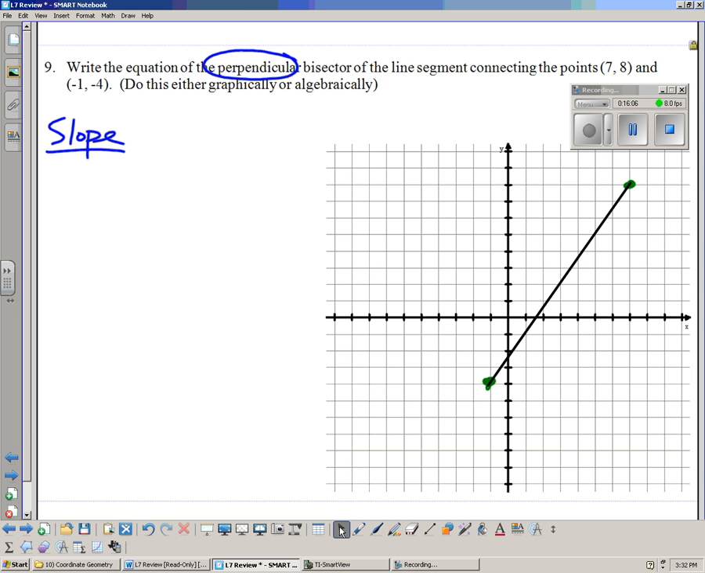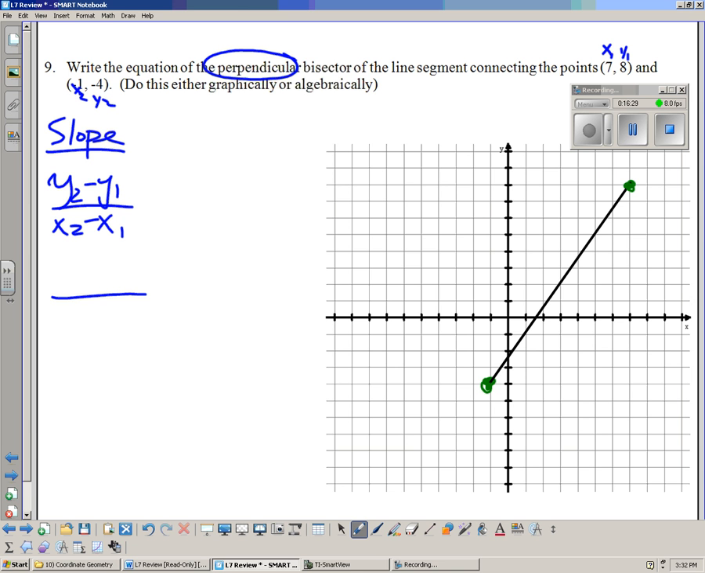Okay. So my slope formula is y2 minus y1 over x2 minus x1. And again, if you don't know this, this is bad stuff. I mean, we're using it so much, you should get it by now. I'll label x1, y1, x2, y2.